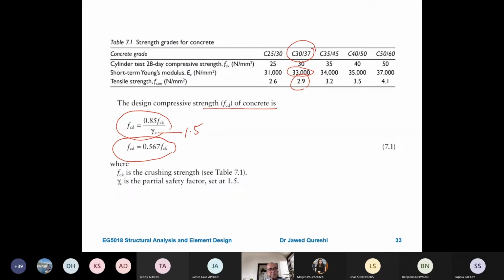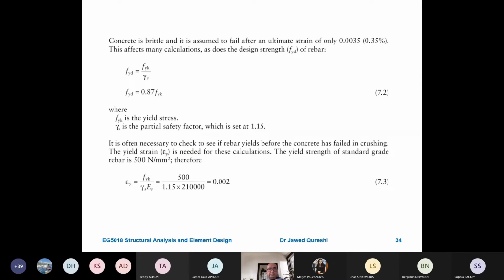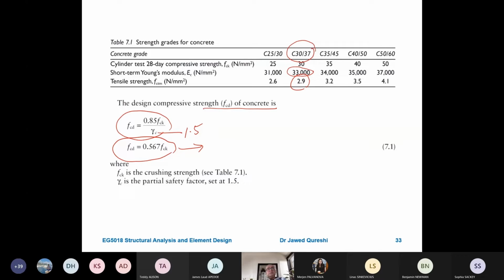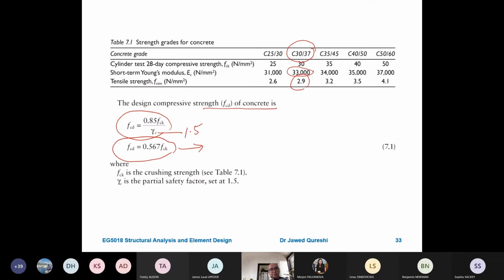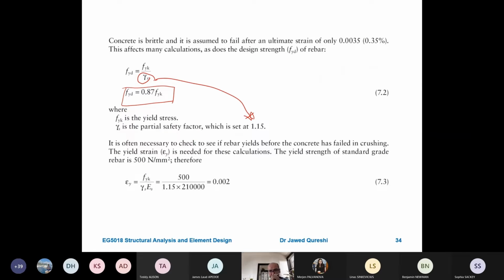So keep this in mind, and then FYD. Remember that in the stress diagram we had these values. FYD is FYK over gamma S, and gamma S is 1.15. So 1 divided by 1.15 gives you 0.87. If you put this value in, you will get FYD as 0.87 FYK. Now keep two things in mind: FCD is 0.567 FCK, and FYD is 0.87 FYK. FYK is the yield strength of the bar.